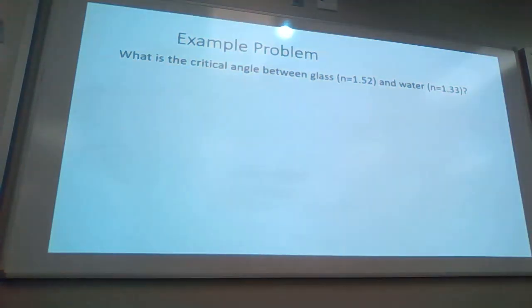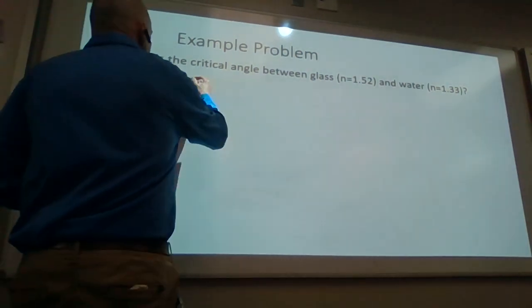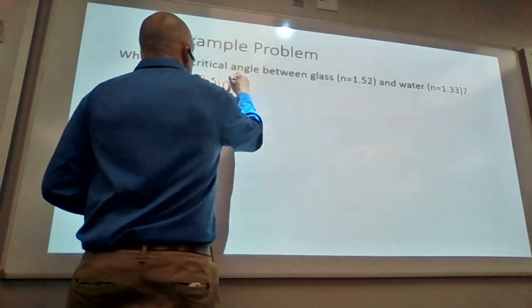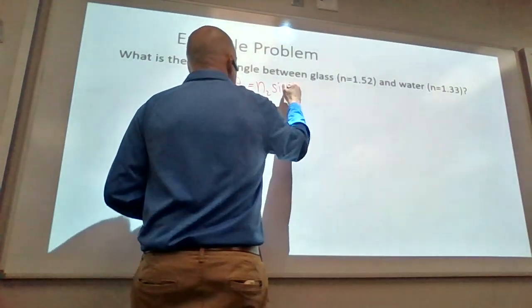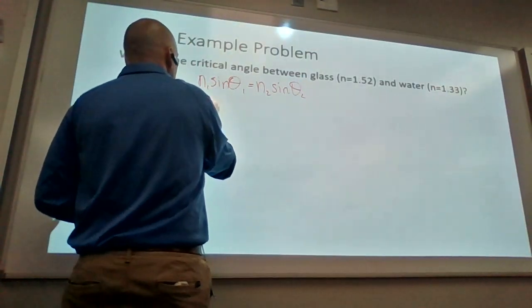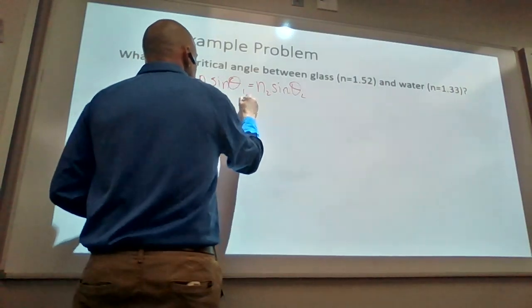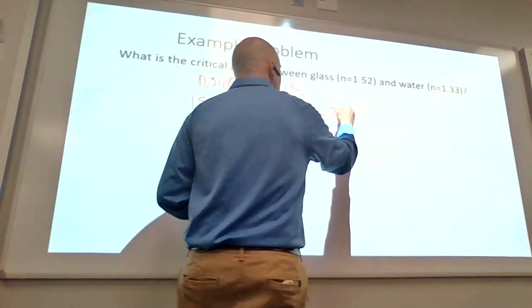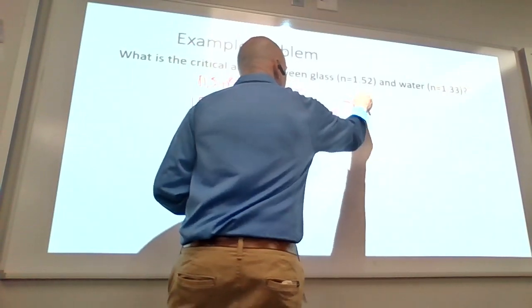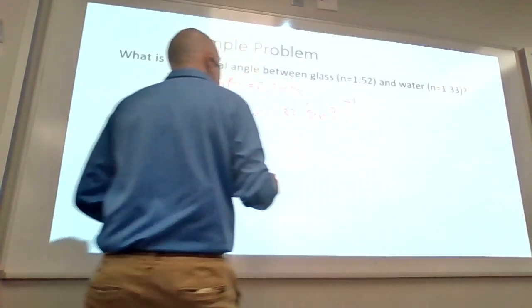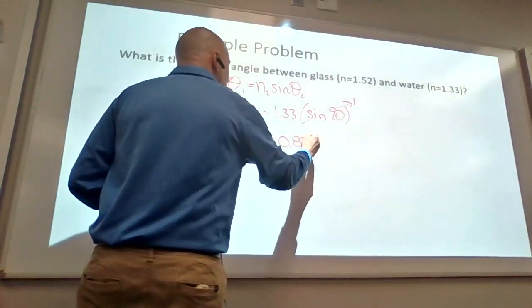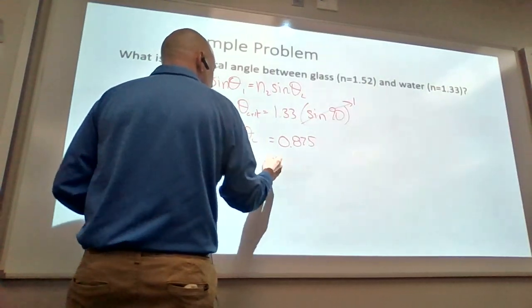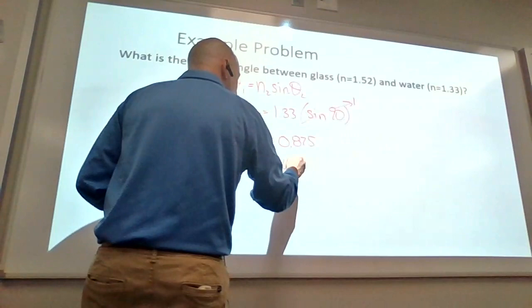61 is the correct answer. Now, what would happen if you mixed those? Starting with Snell's Law, which I will give you, you need to apply this correctly. So you're looking for the critical angle. This is sine of 90 degrees, that goes to 1. So you get 0.875 equals sine of your critical angle, inverse sine. Find that to be 61 degrees.